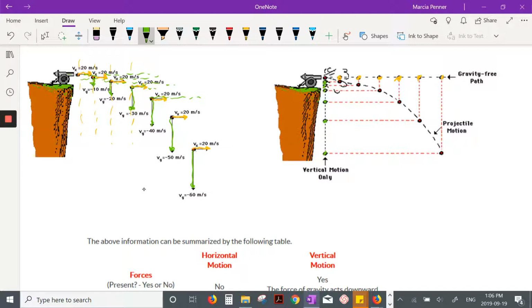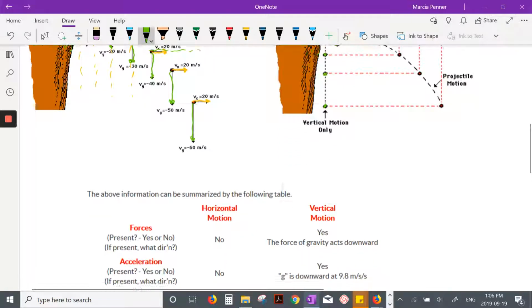Now, I just want to point out the negative signs, that's indicating direction, because remember, velocity is a vector quantity, and the negative sign is just showing that the downward direction is thought of as negative.